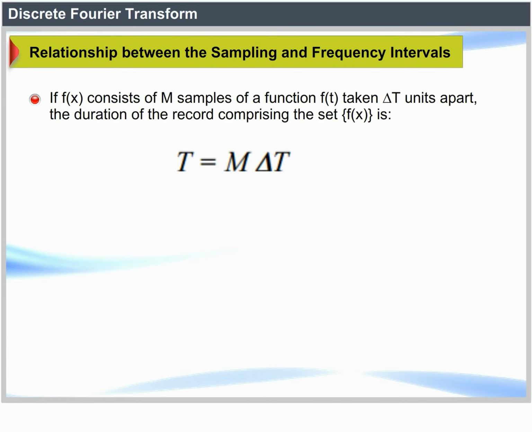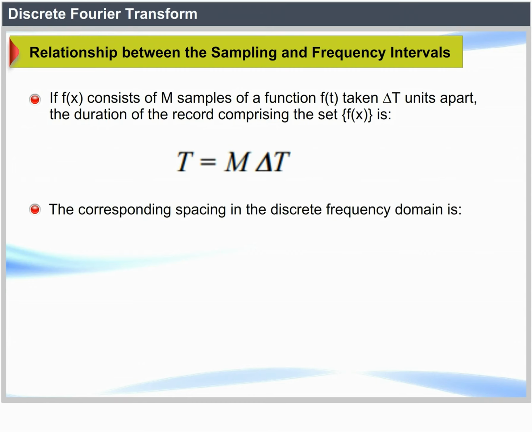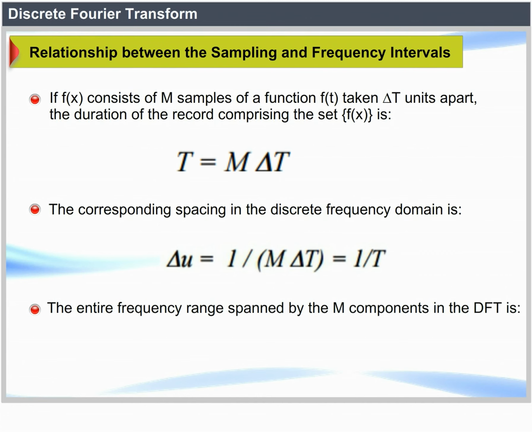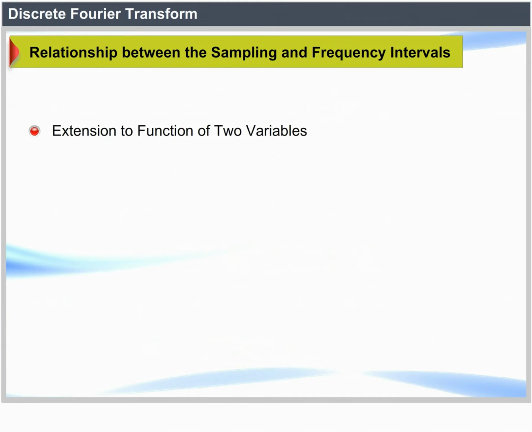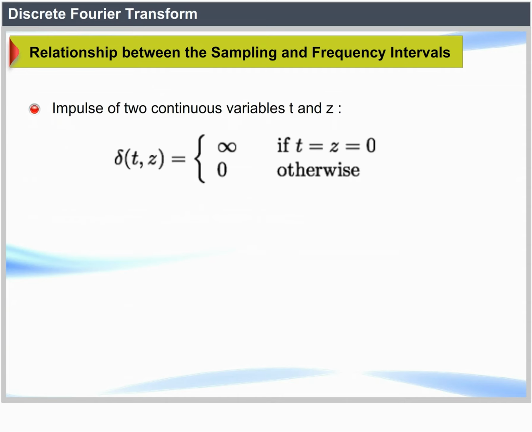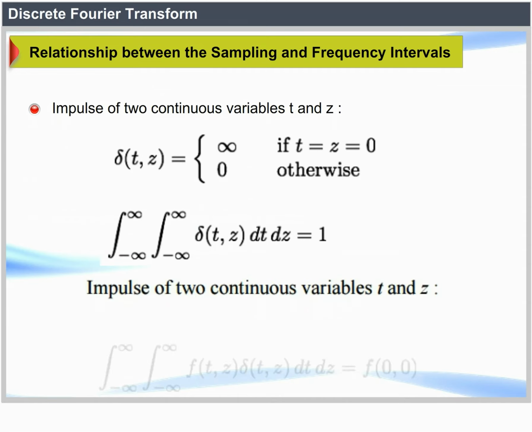The 2D impulse and its shifting property. Impulse of two continuous variables t and z. The representation is as shown on screen. The equations can be seen on the screen. The 2D discrete impulse equation is shown on the screen. Shifting property: the equation is as shown on the screen.